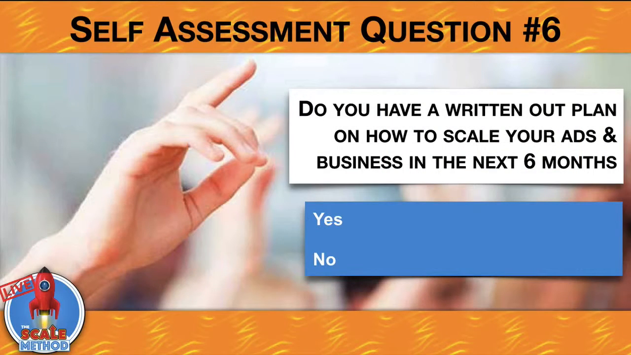Self-assessment question number 6. Do you have a written out plan on how to scale your ads and business in the next 6 months? Really, we're talking about your online business here, but of course that's going to help scale your business. But do you have a written plan? Just yes or no. And again, reevaluate all 6 of your answers to find out where you are right now.